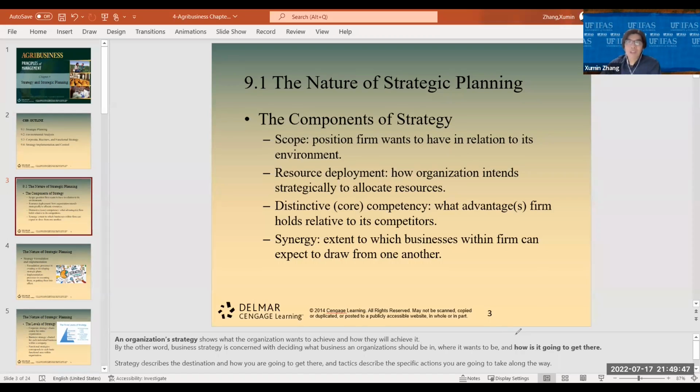Some other books say that the three components are very similar. We will go ahead and show you one by one. Scope: our firm wants to compete, so what business are we in? Whatever industry or operation, what business we are in.